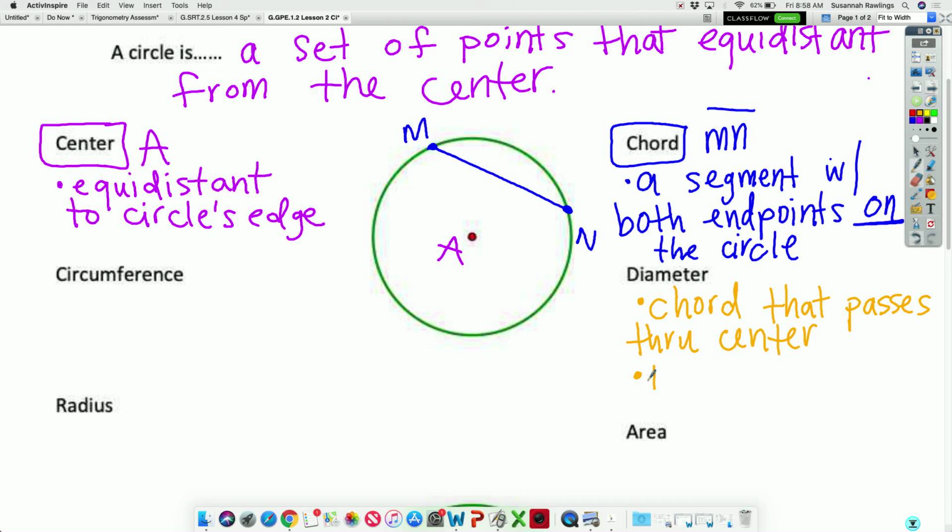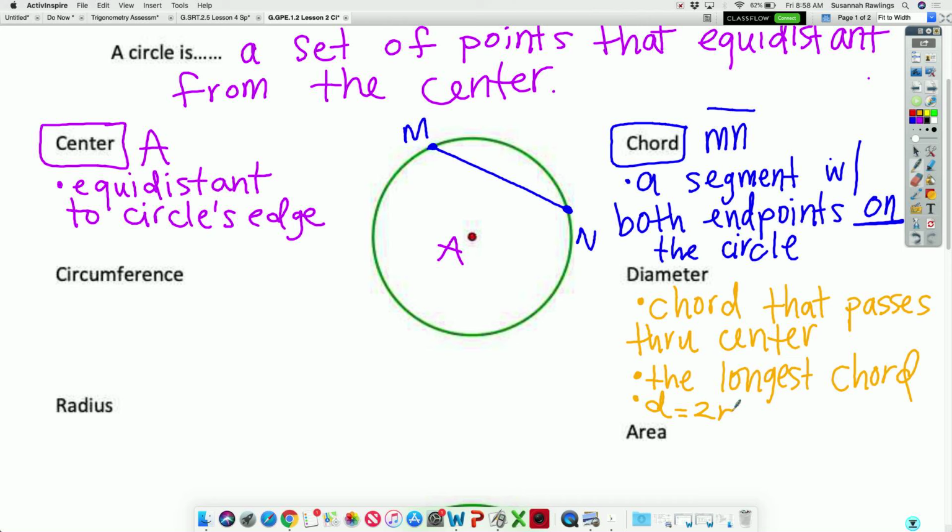It is also the longest chord because it is going through the widest part of our circle. So it is a chord that passes through the center. It's also the longest chord. I also know the diameter is 2 times our what? Radius. Radius, so I'm going to write that down here as well. So our diameter is 2 times our radius.